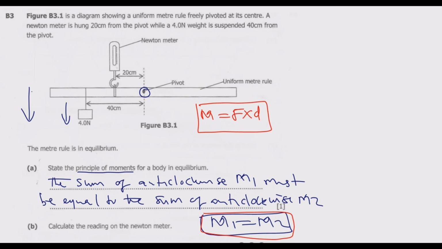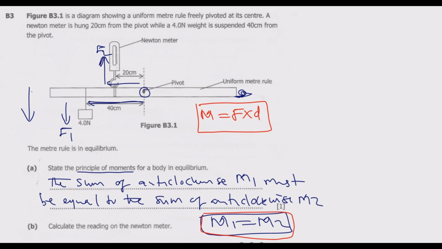It is pulling the meter load down, because there is nothing on the other side. But this Newton meter is holding it upward. So if this has to be in equilibrium, the moment, which is the product of the perpendicular distance from the pivot and this force F2, must be equal to the perpendicular distance from the pivot of the 4 Newton, which is F1, times that distance. When these two are equal, it will be in equilibrium.